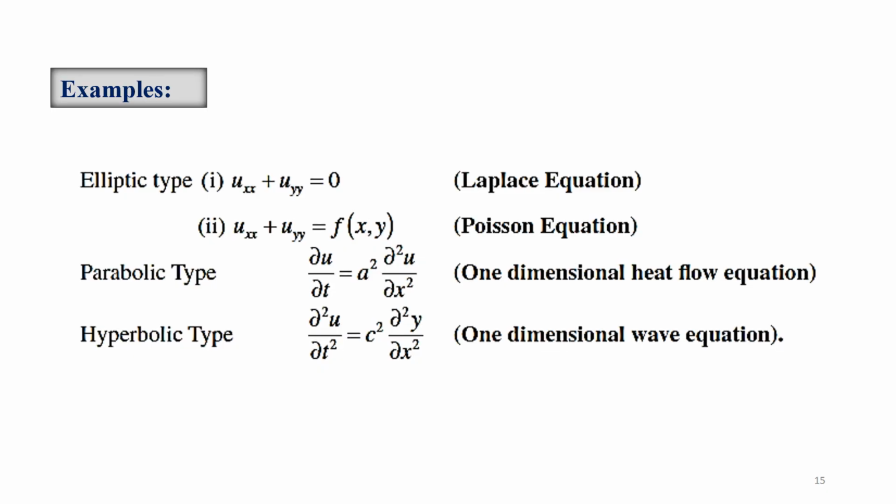And this sum you could easily find. If it is of elliptic type, it is of the form uxx plus uyy equal to 0, which is the Laplace equation. Uxx plus uyy equal to f of x comma y is the Poisson equation. Dou u by dou t is equal to a square into dou square u divided by dou x square, which is the one dimensional heat flow equation. Dou square u divided by dou t square equal to c square into dou square u divided by dou x square, which is the one dimensional wave equation. So these are the types. Laplace equation and Poisson equation are of elliptic type, the one dimensional heat flow equation is parabolic and the one dimensional wave equation is hyperbolic.